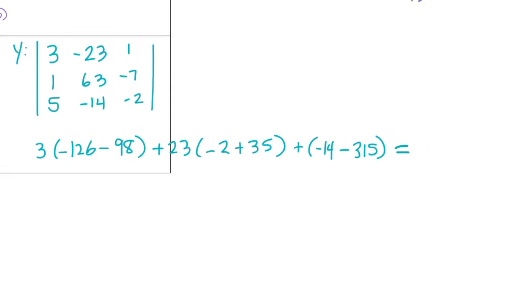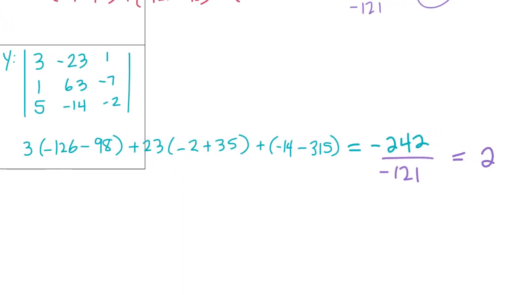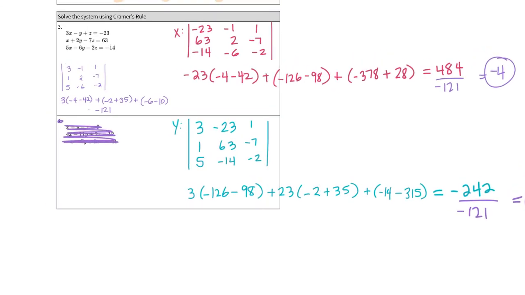Okay, so now that I have all of that written down, let's find the total here. That would be negative 242. So we're not exactly done yet. We need to divide that by the determinant of the original coefficient matrix, which was negative 121. So this gives us positive 2. Okay, and then one last variable. We're almost done, promise guys. We need to go through and find z.